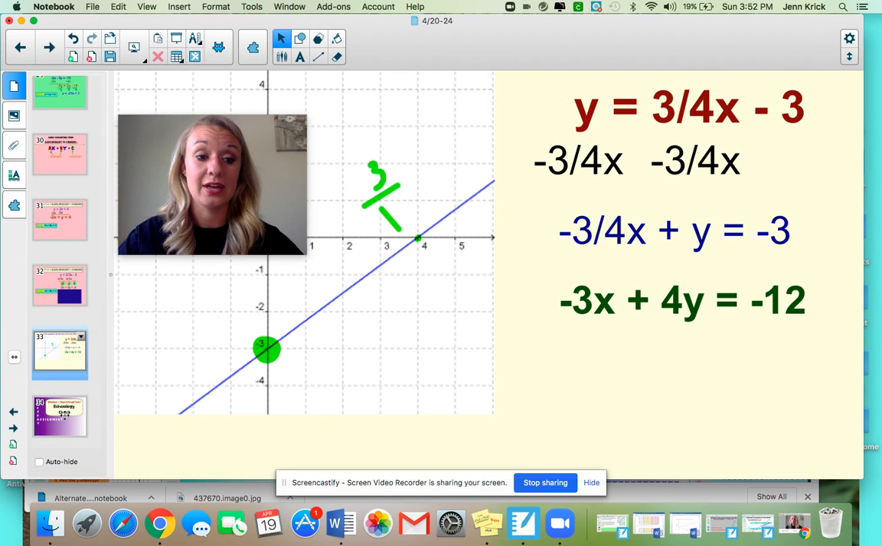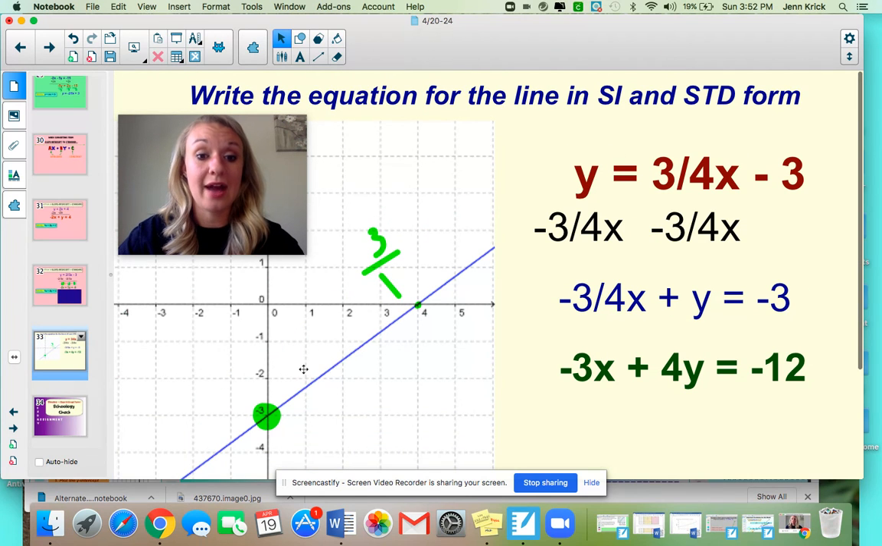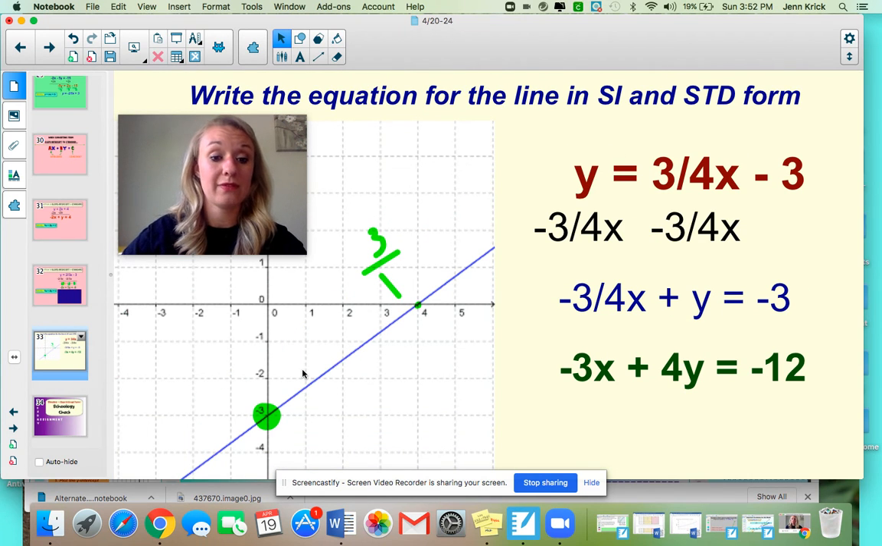That's all for today. So we worked on converting equations in slope-intercept form to standard, and then converting from standard to slope-intercept. We also looked at, if we have a graph of a line, how we can write the equation of the line in slope-intercept and standard form.